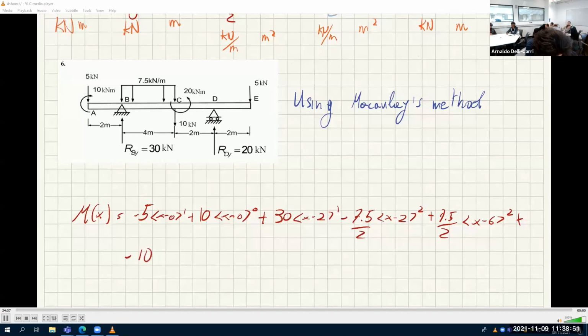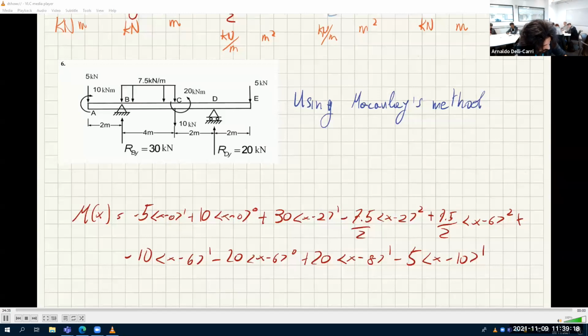10 times x minus 6 to the power of 1, negative 20 times x minus 6 to the power of 0, plus 20 times x minus 8 to the power of 1, minus 5 times x minus 10 to the power of 1. Now, 10 is the greatest number here, so this last load at the end is not required. There you go, done, solved.